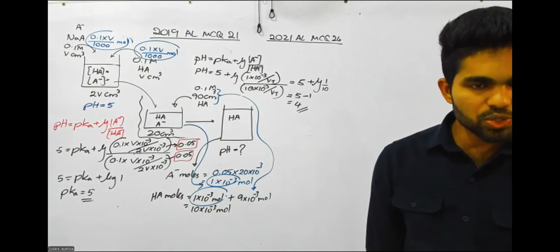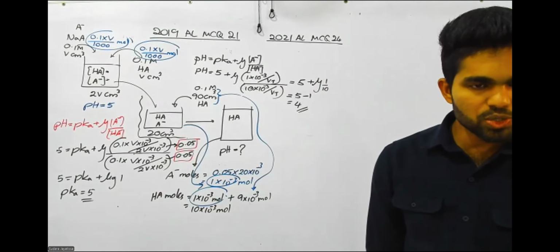And you are adding some amount of HA. Don't forget that. Let's say from the 1 molar solution you are adding V centimeter cube. Now already you have 0.1 into 10 into 10 to the power minus 3 moles, and you have to add the newly added moles. That means 1 into V into 10 to the power minus 3 moles. This is the newly added. That's why I said these two questions are quite similar. Clear?